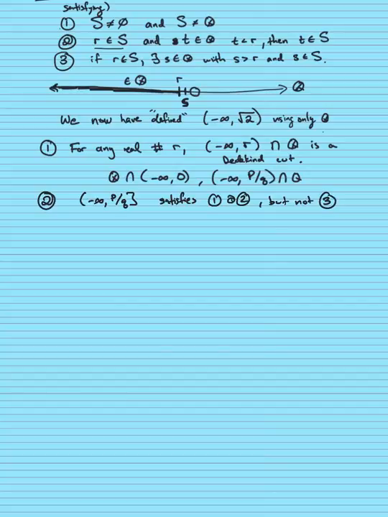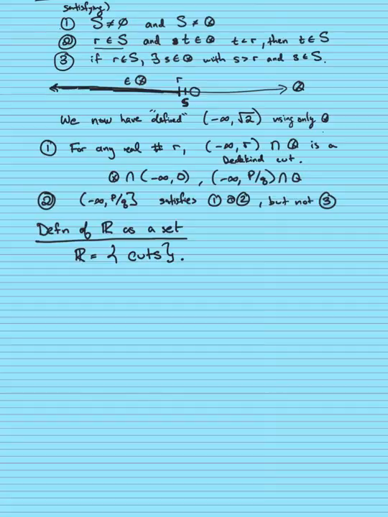Okay, so now let me give you the definition of R as a set. Well, R is equal to the collection of cuts. Once you've defined what a cut is, it's easy at least to define R as a set. Of course, we still haven't defined the operations or the ordering, but this is our starting point.